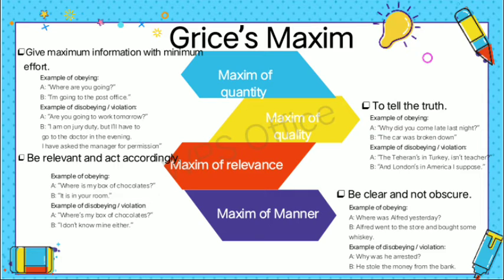For an example of disobeying or violation, A asks, "Where's my box of chocolates?" B says, "I don't know, mine either." So in the example, B's answer is not relevant to A's question. B says something else which is not about A's problem at all.